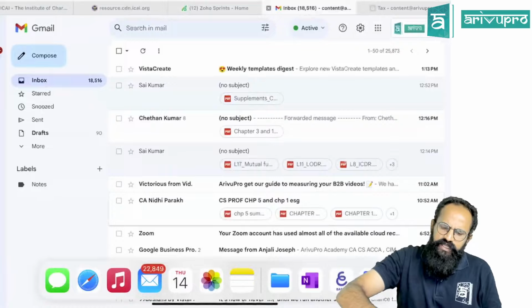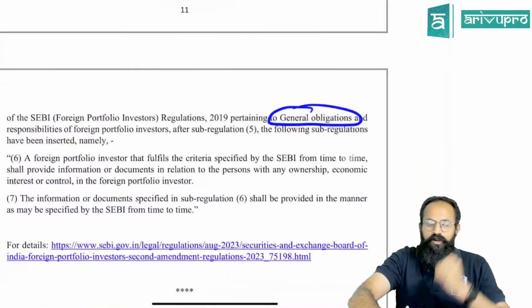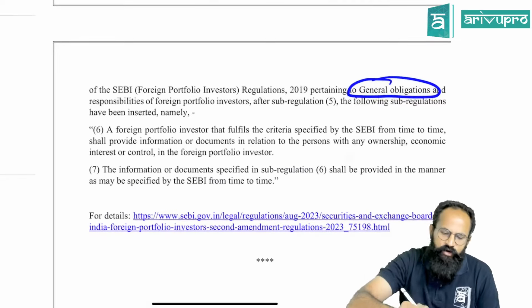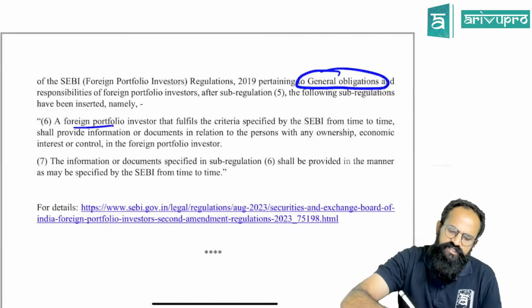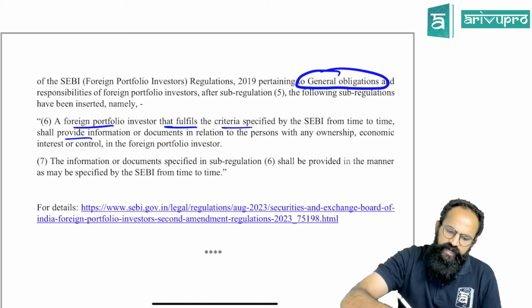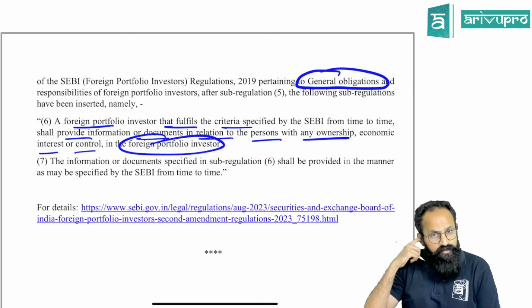So imagine, in the intermediaries chapter, there is something called general obligations under FPI. They've added 2 points there. What is that? A foreign portfolio investor that fulfills the criteria specified by SEBI from time to time shall provide information or documents in relation to the person with any ownership, economic interest or control in the foreign portfolio investor. Now, what do you mean by this, sir?